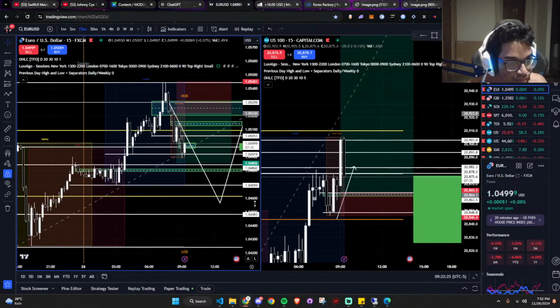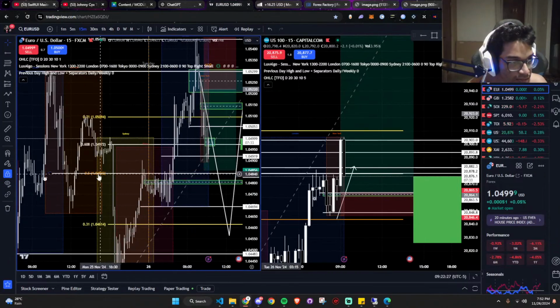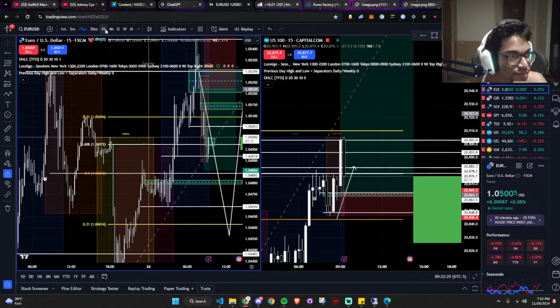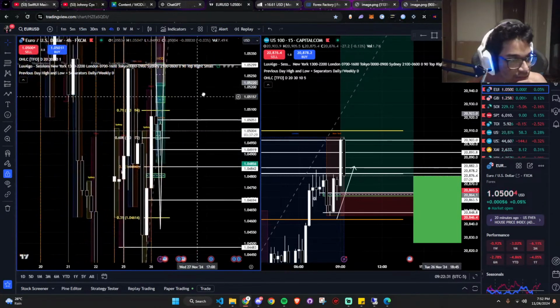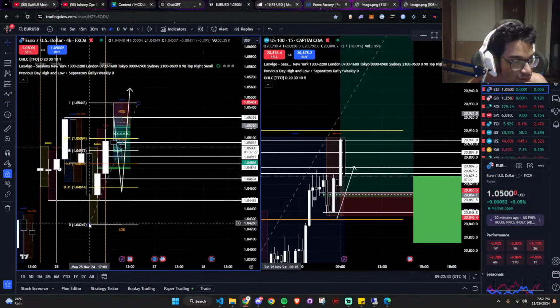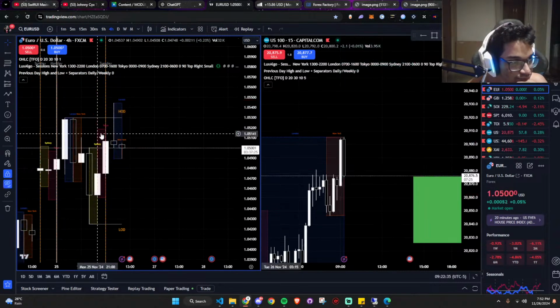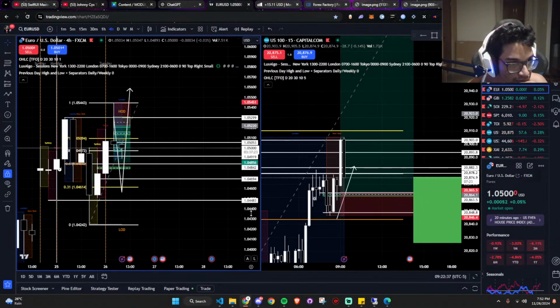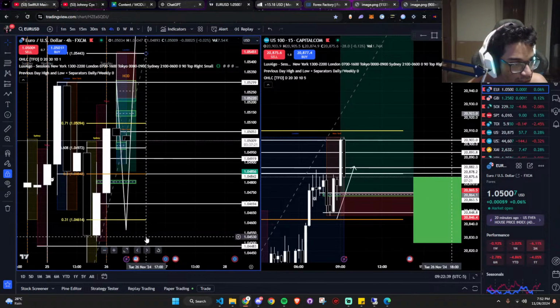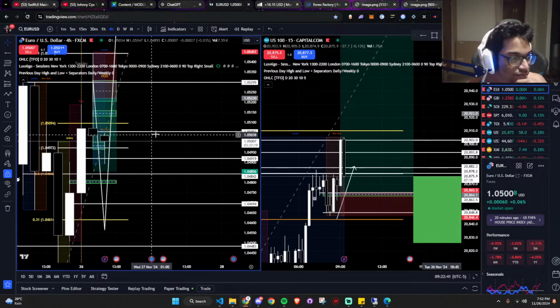Close back in the range. 0.5 best prices. That's basically why I'm taking this trade. Low, swing high, 0.5. Come back, discount to long.